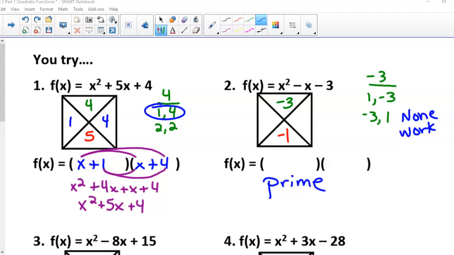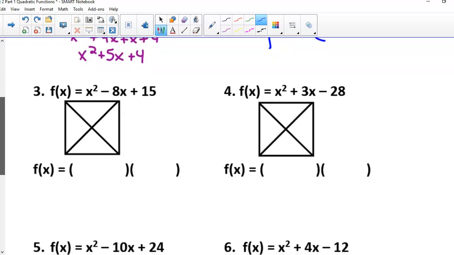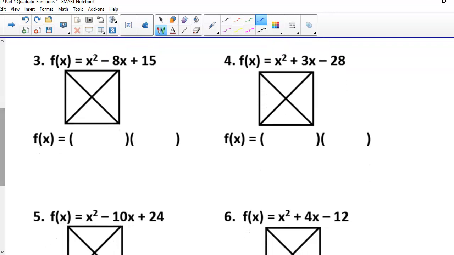Now I will give you a hint. None of the others on this page are prime, and most of the time you're not going to run into prime polynomials. So just keep that in mind. All right, so go ahead and complete problems 3 through 6, and then you can check your answers with the teacher when you're done.